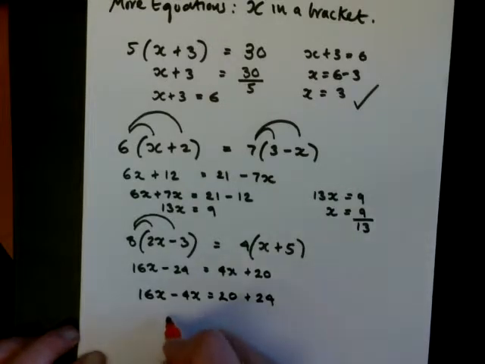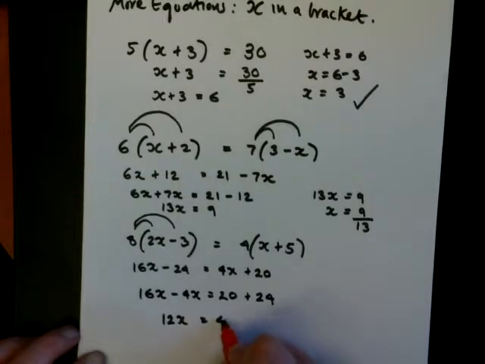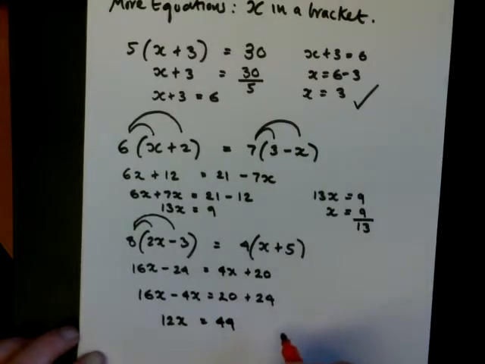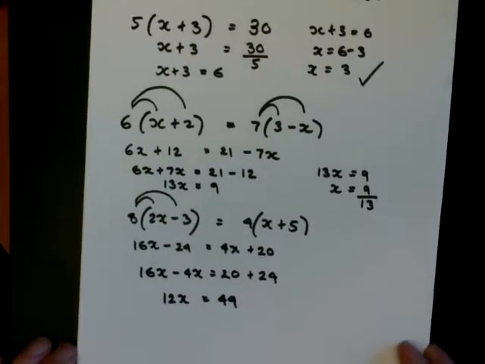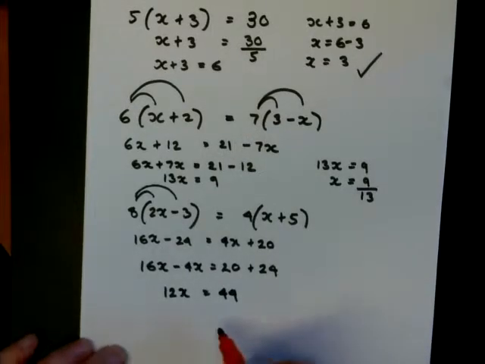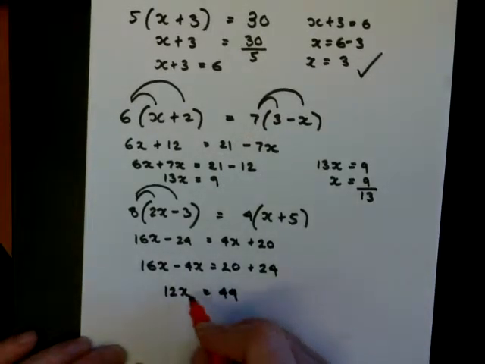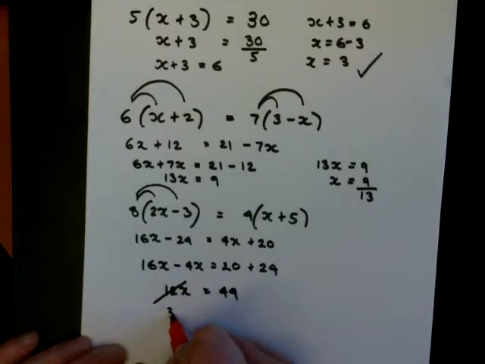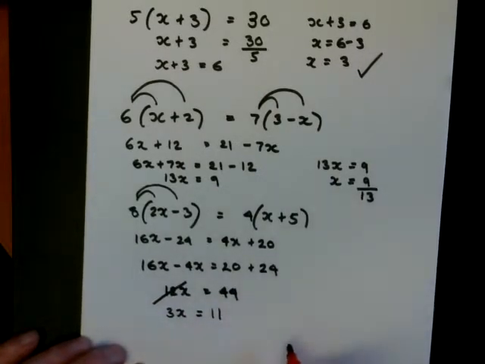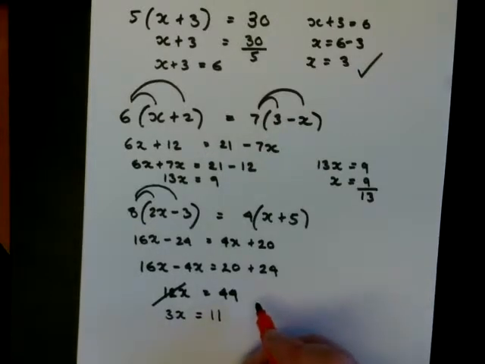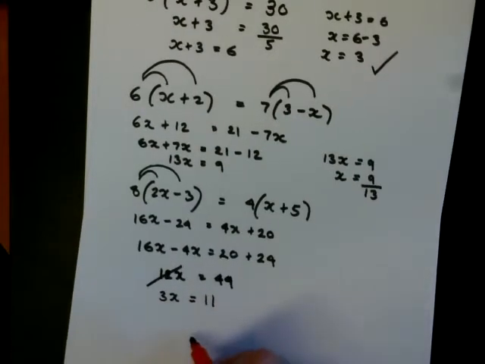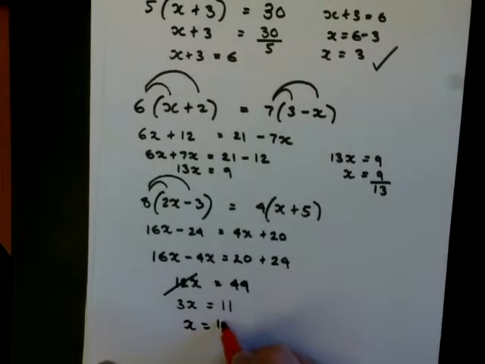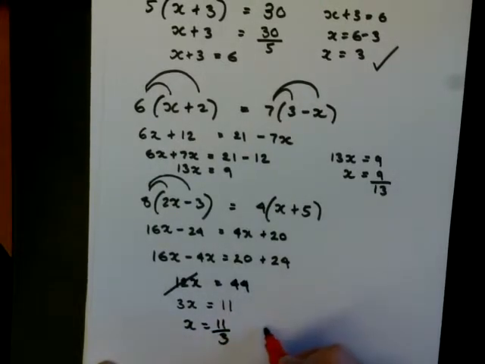So 16x take 4x is 12x. 20 and 24 is 44. There's a little trick we can do at this stage. We can divide by a number that goes into both 12 and 44, and that is 4. So we have 3x equals 11. Okay, so I divided both sides by 4, and therefore x equals 11 divided by 3.